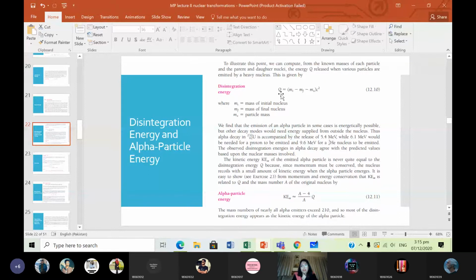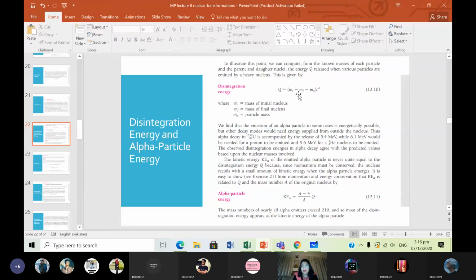So this is called the disintegration energy. It's given by Q equals (Mi minus Mf minus Mα) multiplied by c squared. We already know that E equals mc squared, the energy equivalent of the mass. Here Mi is the mass of the parent or initial nucleus, Mf is the mass of the final nucleus, and you also subtract the mass of the alpha particle.